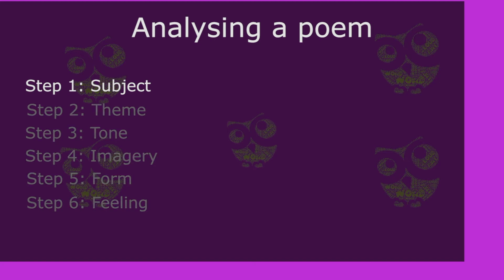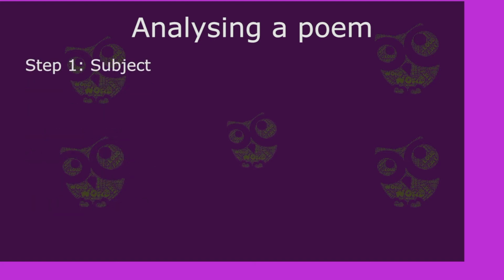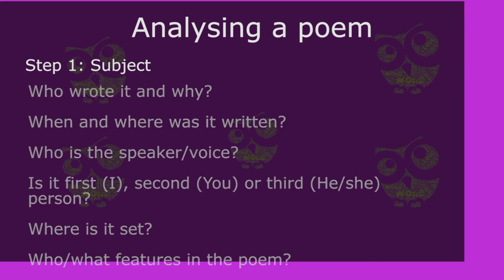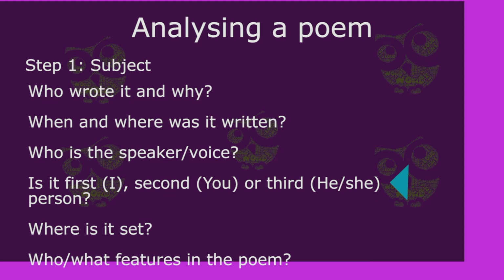For step 1, the subject. What is the poem about and why? You should be able to sum up the poem's context and content by asking, who wrote it and why? When and where was it written? Who is the speaker, the voice? Is it first, second, or third person? Where is it set? Who or what features in the poem?